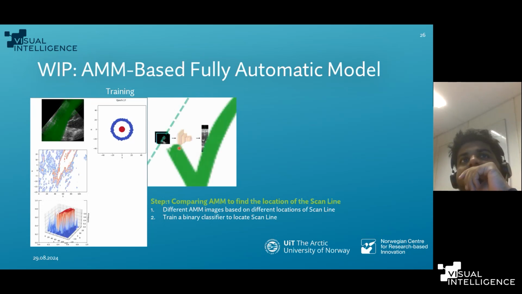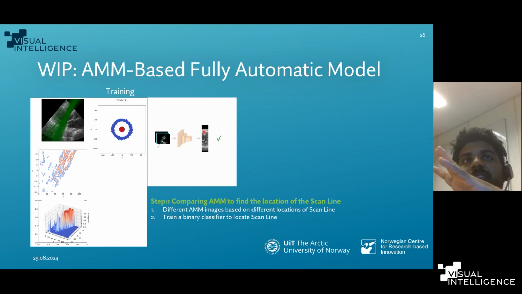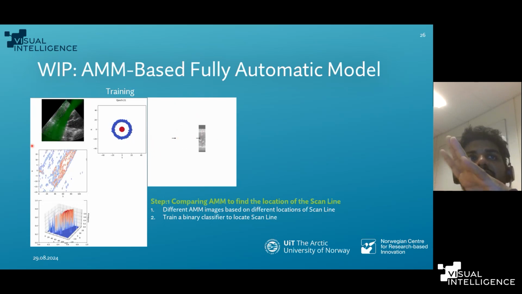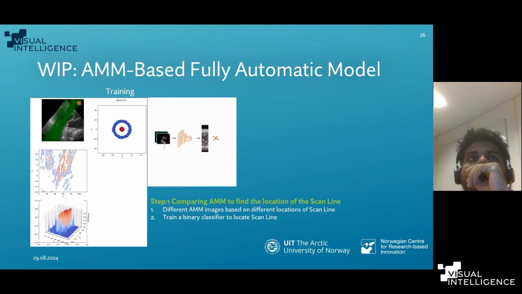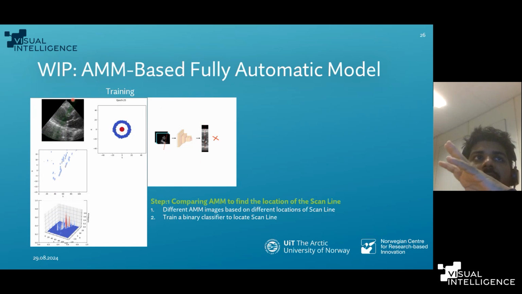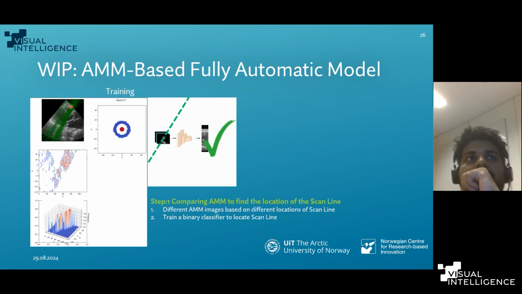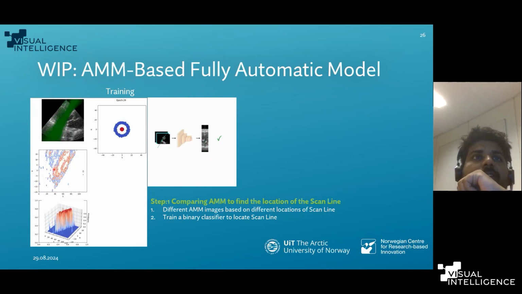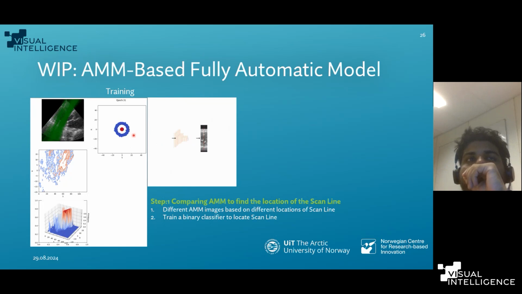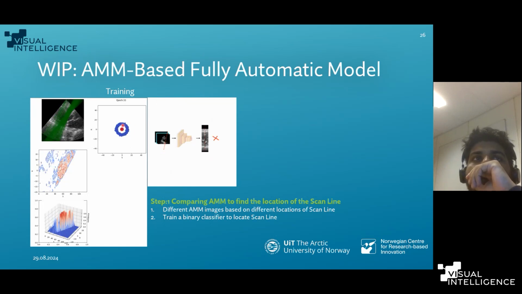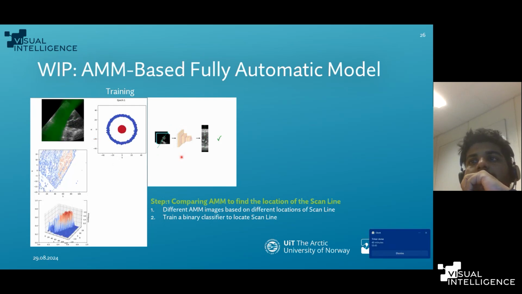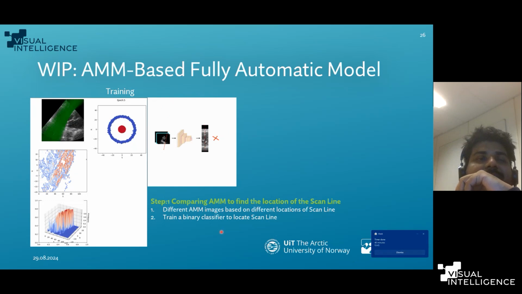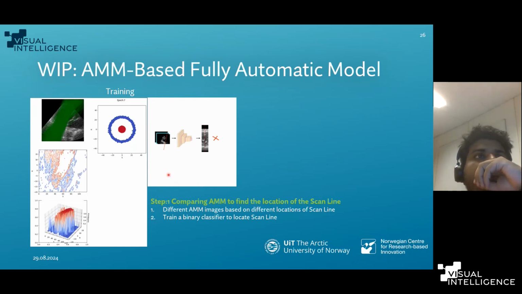Based on that, I can use this information to check whether a given scan line is at the correct location or not. So I do this kind of training where I sample data for different perturbations of the scan line. S is the shift axis and R is the rotate axis. I think we have very little time, so I should finish this first.